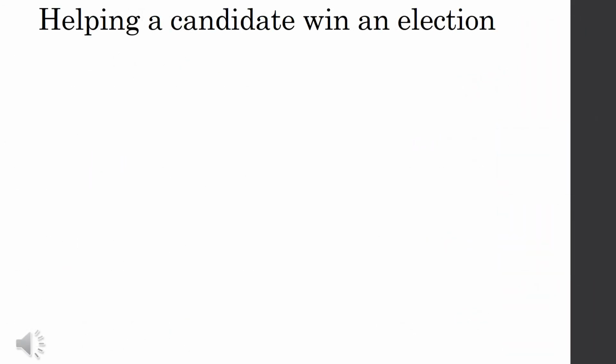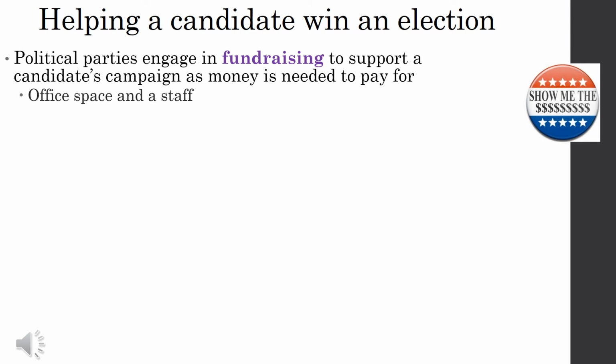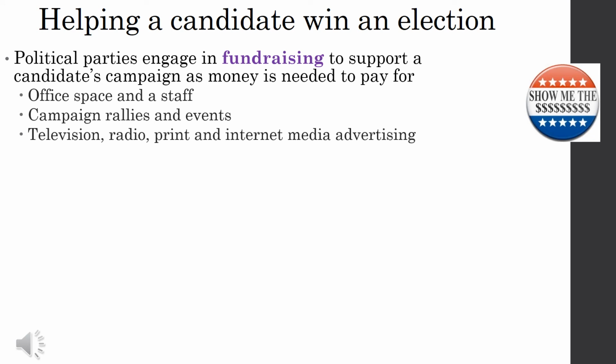If the whole point is to get your person elected, well then we've got to help that candidate win the election. We do it in the following ways. Political parties engage in fundraising to support a candidate's campaign as money is needed to pay for a lot of stuff. Show me the money. What are we paying for? Office space and a staff, campaign rallies and events, television, radio, print and internet media advertising, and travel expenses, as well as other related expenses.